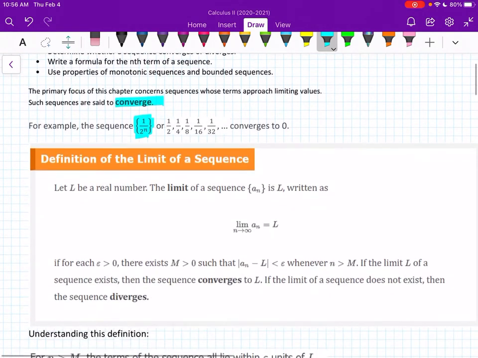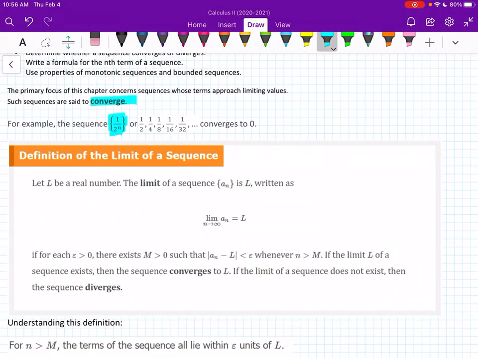So when we talk about the formal definition, it gets a little complicated, but let's talk about what it means because I think it's good to understand. Let L be a real number, then the limit of a sequence a sub n is L if for each epsilon greater than 0, there exists a capital M greater than 0 such that the absolute value of the difference between my nth term and the limit is less than epsilon whenever my term number is greater than capital M, okay? So if that limit exists, then we converge. If it doesn't exist, then it diverges.